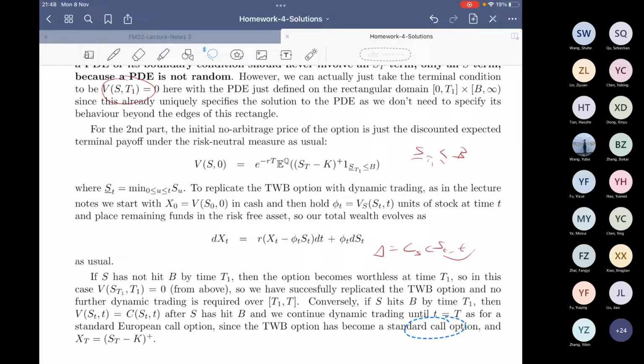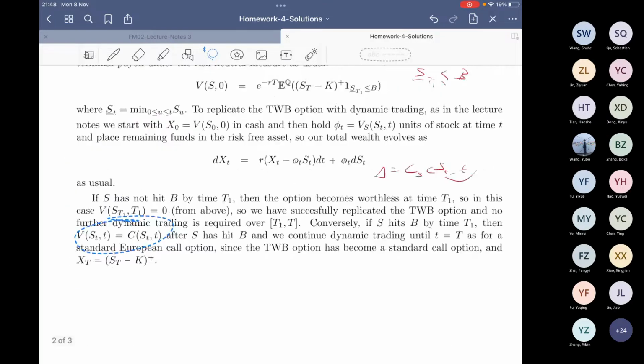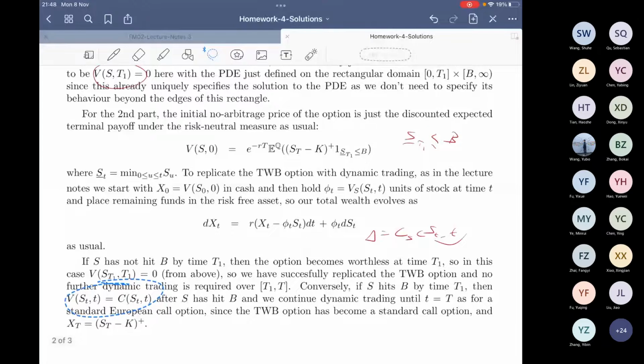I should say that if S hits B before T1, it becomes a European call option immediately. So actually, this will be true immediately. It may not be completely clear from what I've said there that that's true. So otherwise, that's the end of the question.